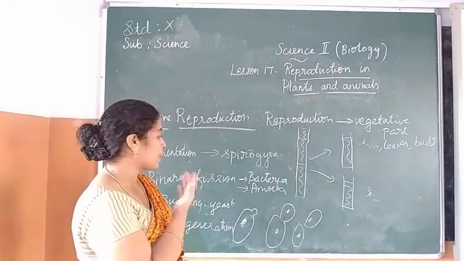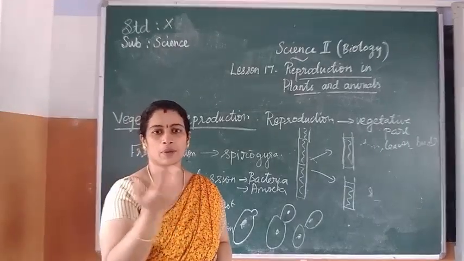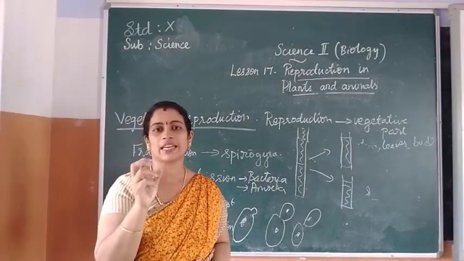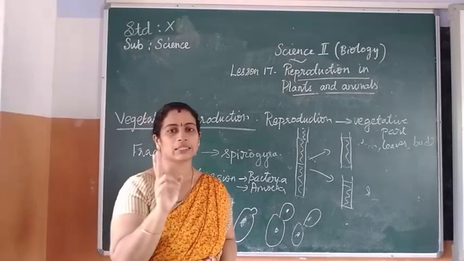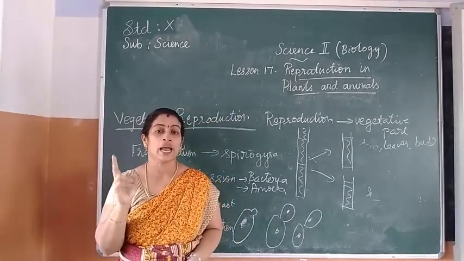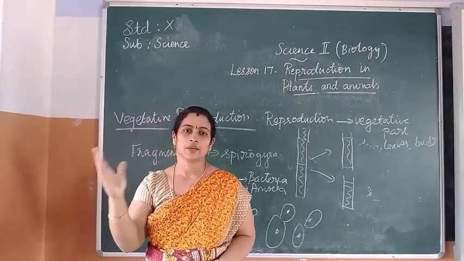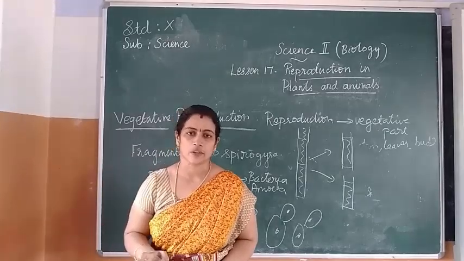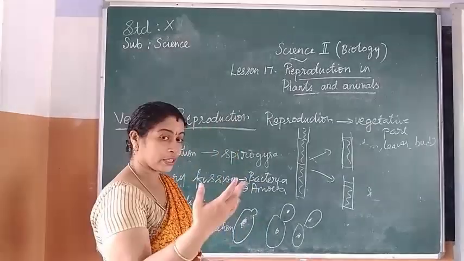The next one, binary fission, example bacteria, amoeba, etc. Here the cell divides into two. The single mother cell will divide into two, and each cell will grow as an individual organism.